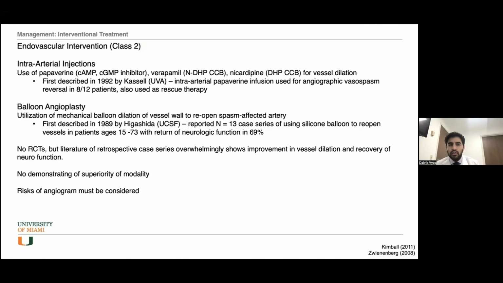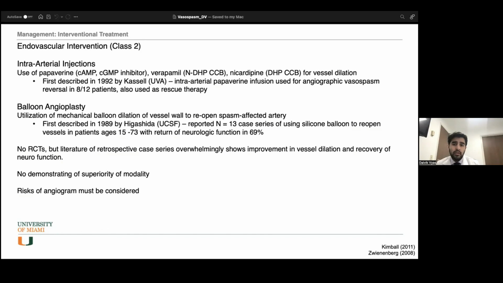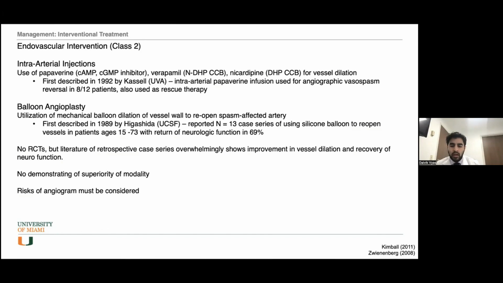Now, Higashida in 1989 publishes the first case series of using balloon angioplasty in patients who are undergoing spasm out of UCSF. In 13 patients, they used a novel silicone balloon to reopen blood vessels in patients anywhere from 15 to 73 years old, and about 70% of them had a return of neurologic function.